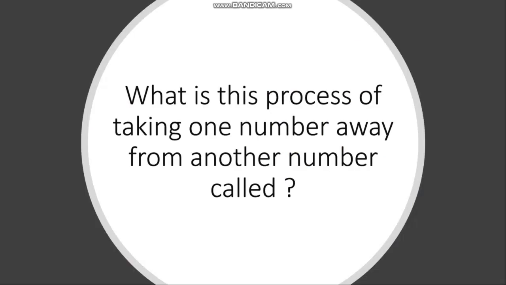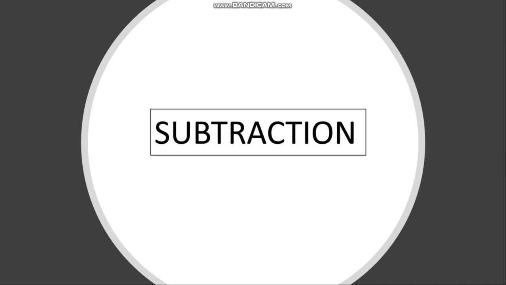Now, can you tell me what is this process of taking one number away from another number called? As you can remember, from 5 apples, that is the number 5, we have taken away another number, that is 2, and we are left with an answer. So what is this process called? This process is called subtraction. So children, today we will be learning about subtraction.